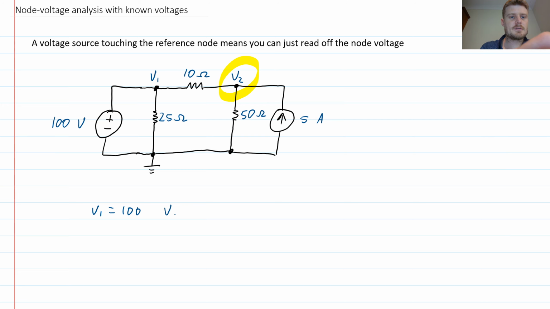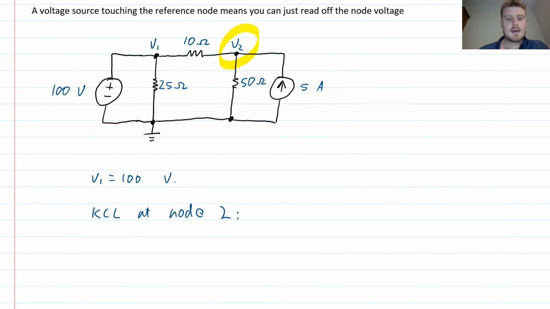So I'm going to do Kirchhoff's current law at that node, so KCL at node 2, and this is what I will get. So I have (V2 minus V1) divided by 10 ohms plus V2 divided by 50 minus 5 amps is equal to 0. So that's the equation that describes the flow of current into node 2.